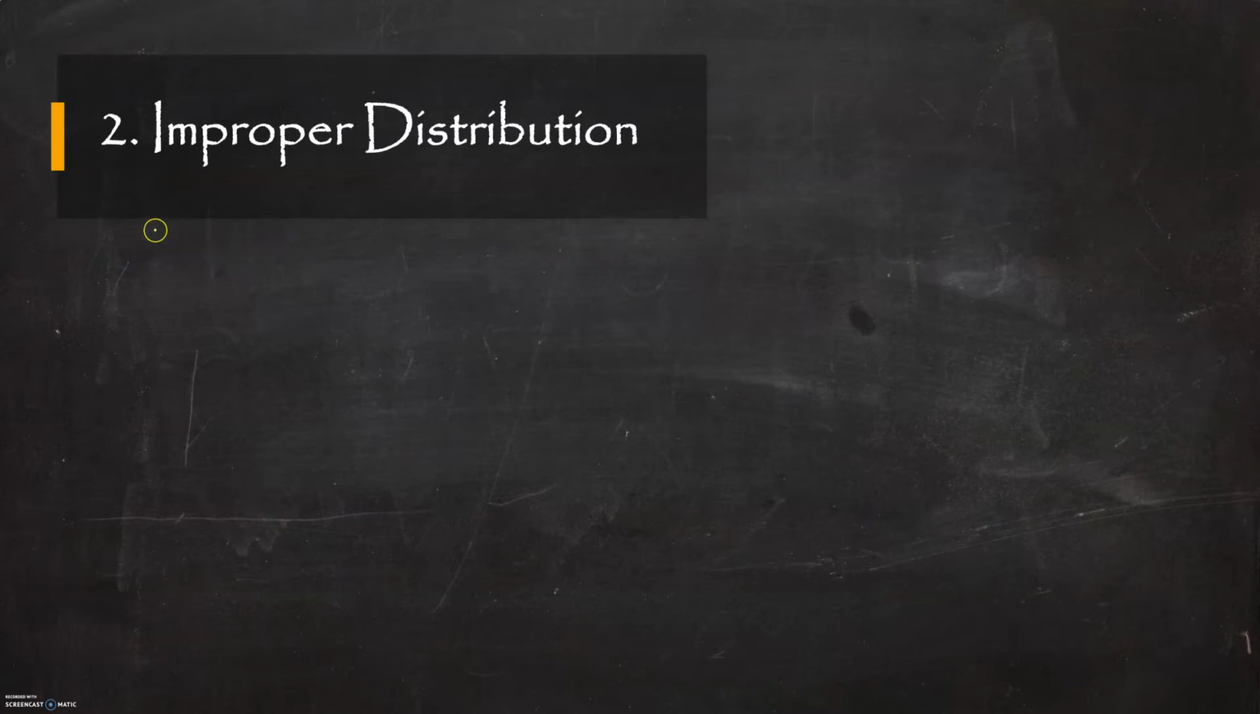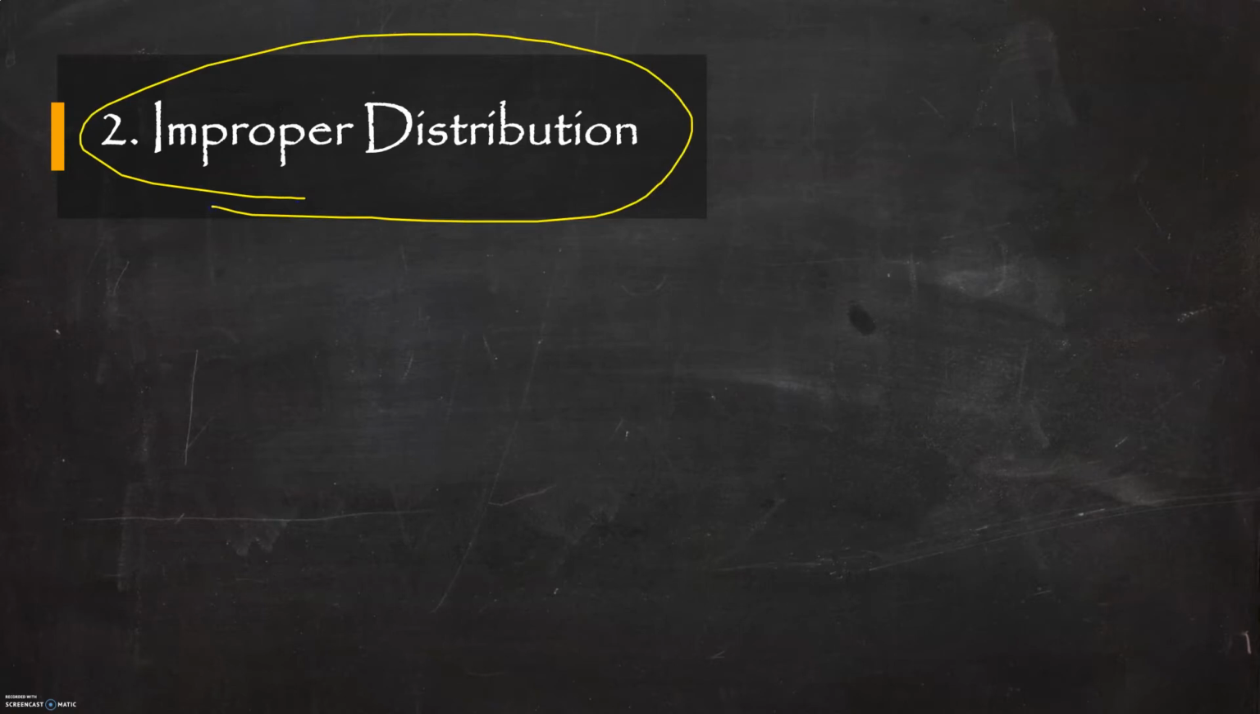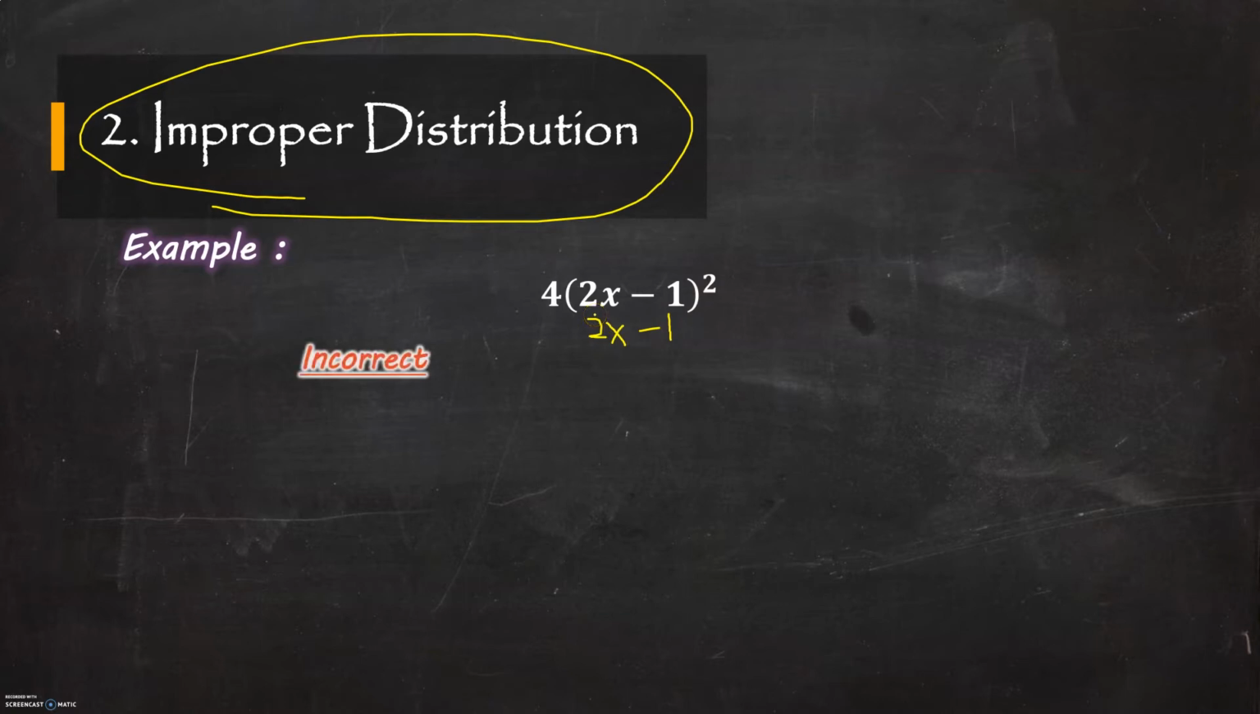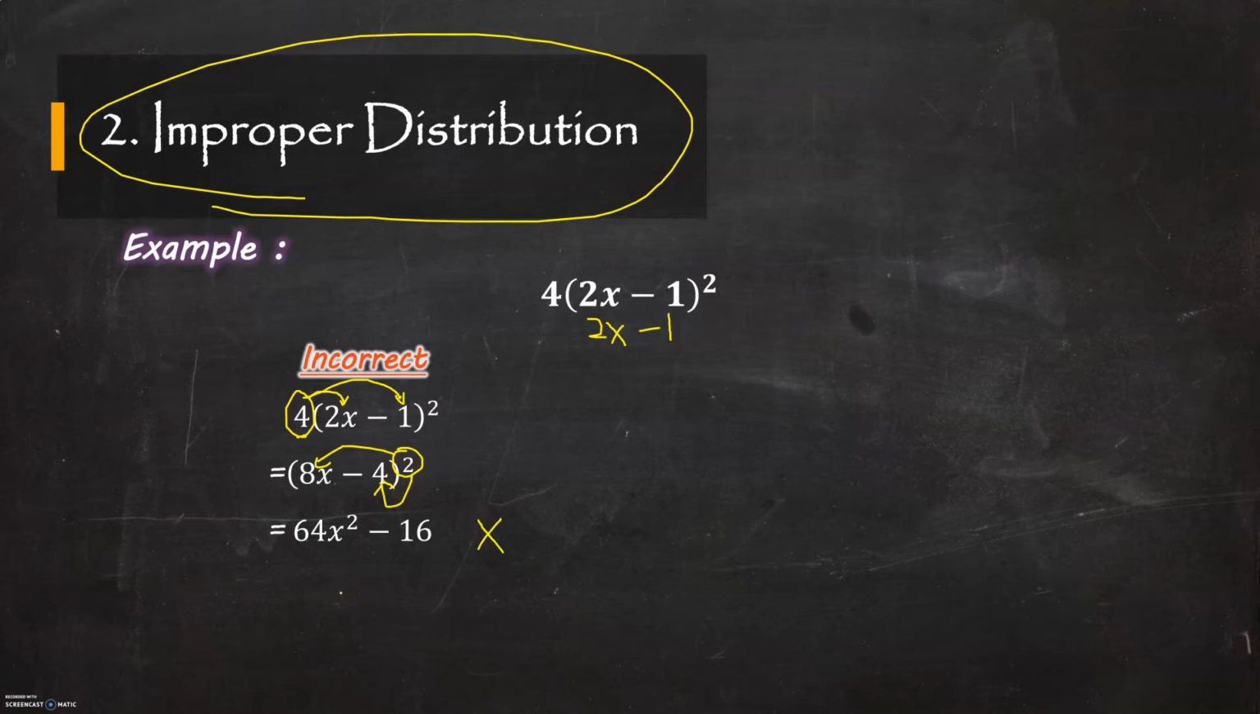Second error, improper distribution. Here's the example. I have 4 times (2x minus 1) squared. Here's the incorrect sample. Some students did the multiplication first, which means they distribute 4 to each term, and after that, they made the first mistake again when they're doing the completing square. So this is totally wrong. You will not get any partial credit for this. And here's the correct answer.